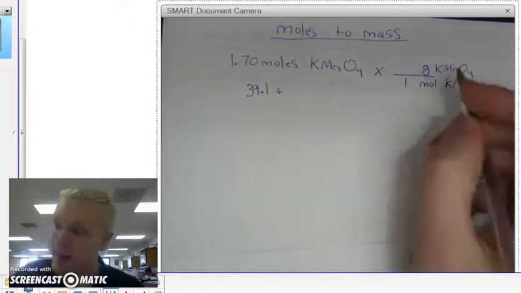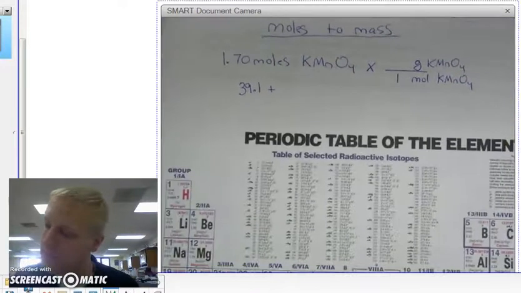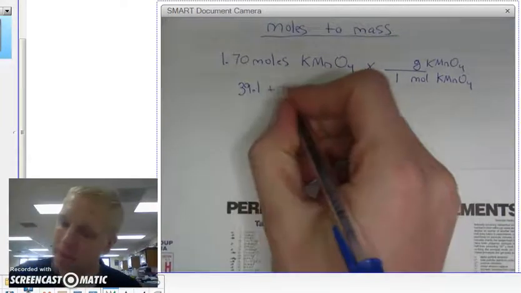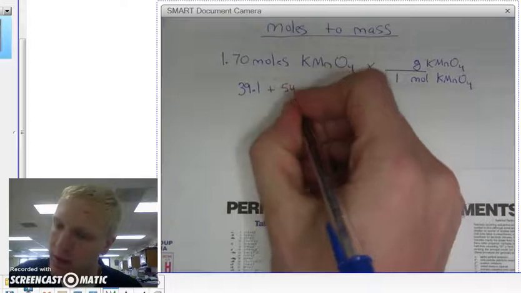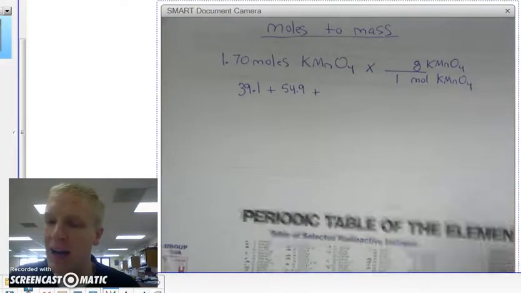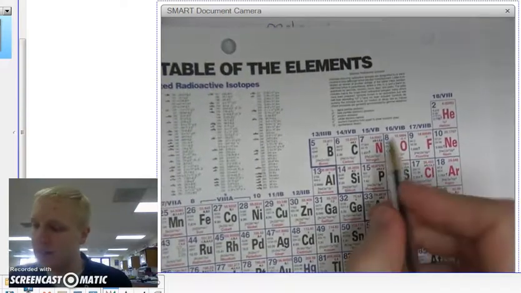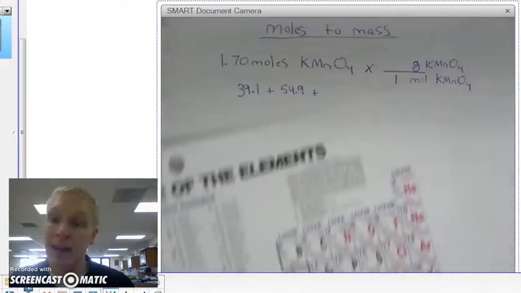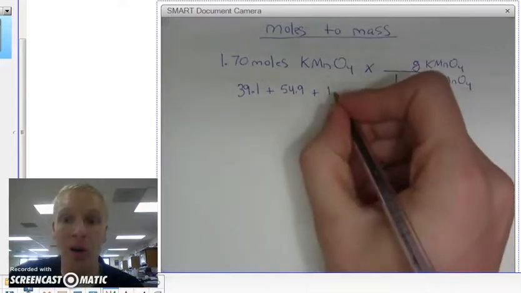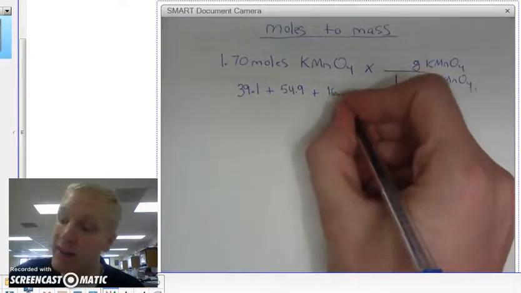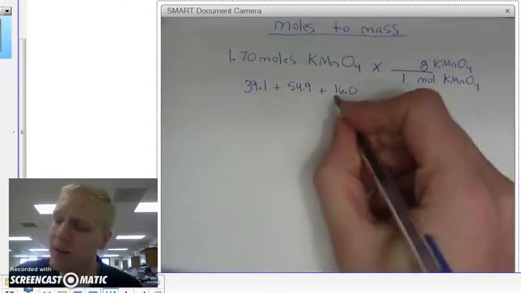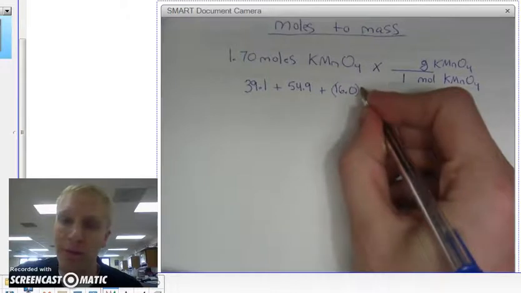And then we've got to add manganese, which is 54.9 grams per mole. And then we've got oxygen. When we look at oxygen, it's 15.99, rounded to 16.0, because a good rule of thumb is always to round your atomic mass to the nearest tenth. 16.0, but there are 4 of them in there, so we have to multiply that 16.0 by 4.